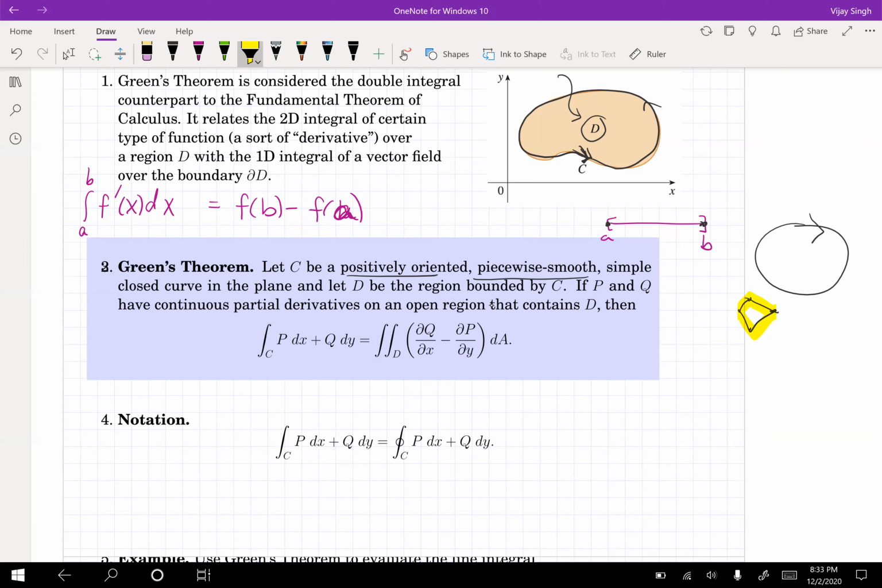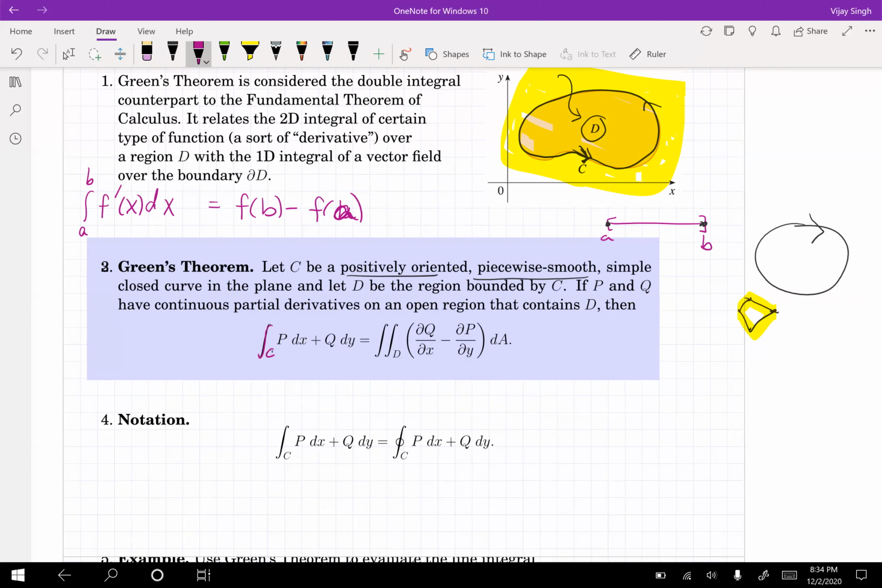Let C be a simple closed curve in the plane, and let D be the region bounded by C. So you have this region D, which is bounded by C. If P and Q have continuous partial derivatives on an open region containing D, then the line integral over curve C of P dx plus Q dy is the double integral over D of (dou Q by dou x minus dou P by dou y) dA. Okay. So this is what Green's theorem is.